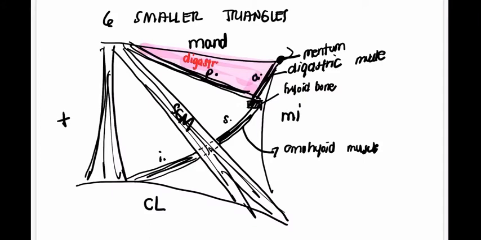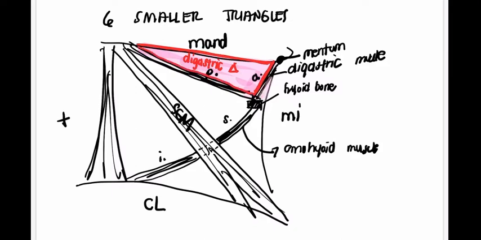Now, this part is the first triangle, the first small triangle. This is what we call the digastric triangle. And superiorly, it is bounded by the mandible, anteriorly by the anterior belly of the digastric muscle, and posteriorly by the posterior belly of the digastric muscle.